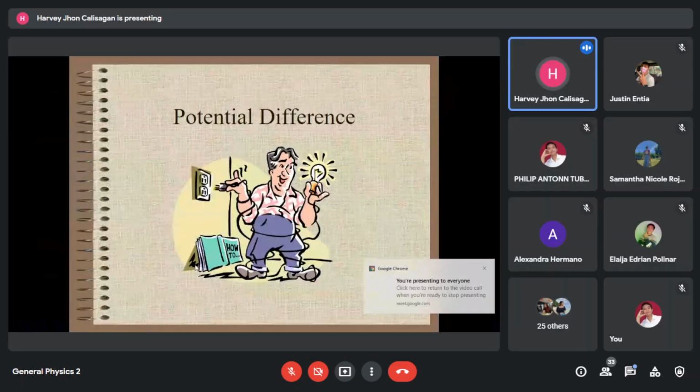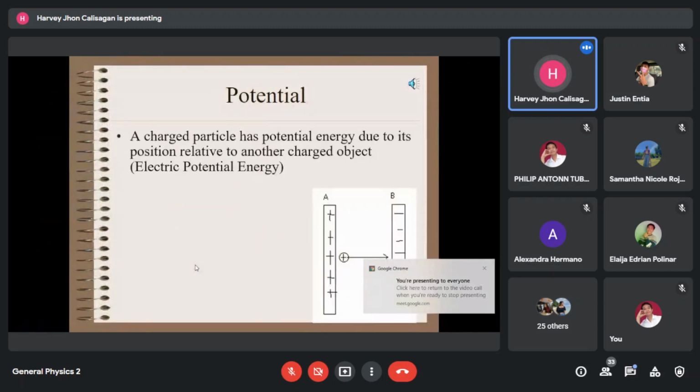Thank you so much for that, Justin. Okay, about potential difference, your answer is correct. A charged particle has a potential energy due to its position relative to another charge or object. So we call it electric potential energy. So why do you think it is connected to the potential energy?